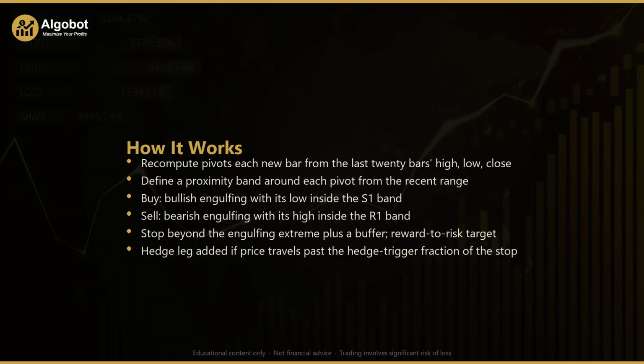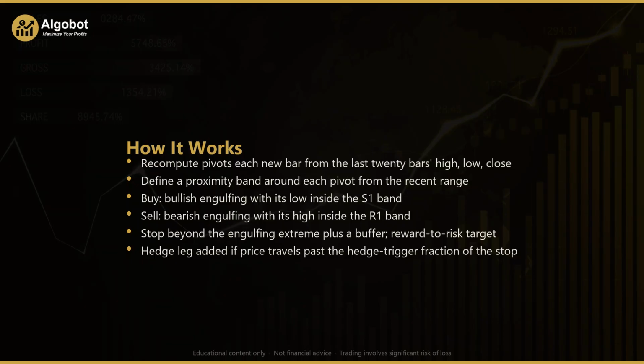Now let's walk through the exact logic step by step. The expert advisor only acts on completed bars, so it uses a new bar check and evaluates a fresh entry once each candle finishes. On every new bar, it rebuilds its pivots. Using the PivotLookback parameter, which defaults to 20 bars, it scans those recent completed candles and records the highest high and the lowest low. The difference between them is the recent range.